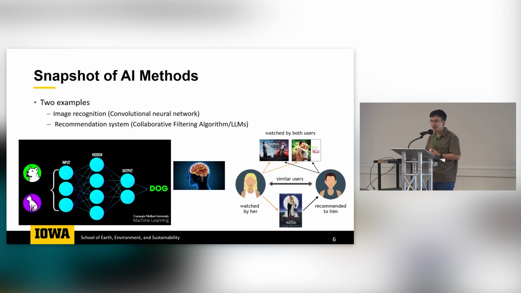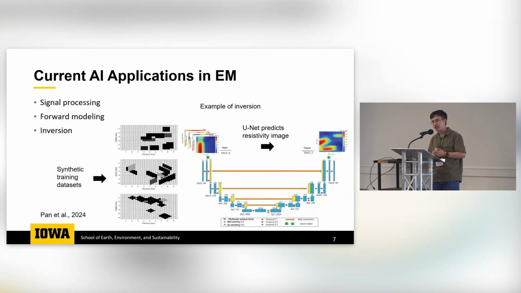So here is one example of how we use it. It's just the current application in EM methods. One example is that they use AI to help signal processing to remove noisy signals, and also accelerate the physical forward modeling to help us with faster simulations. So here's a more detailed example about inversion.